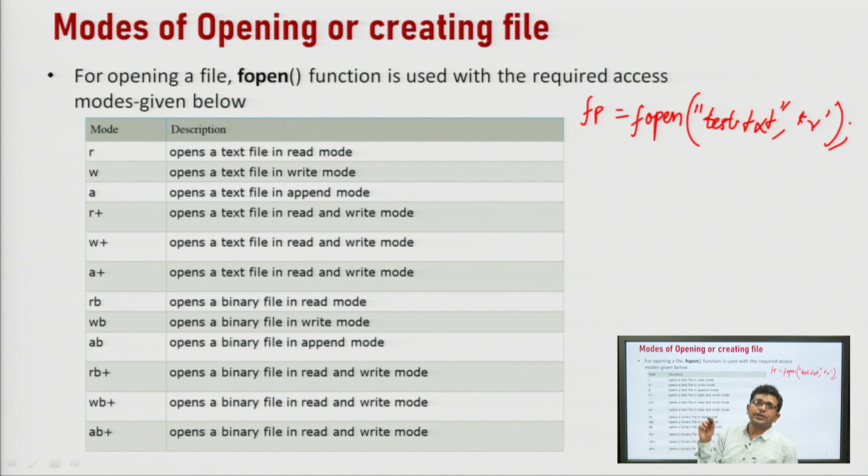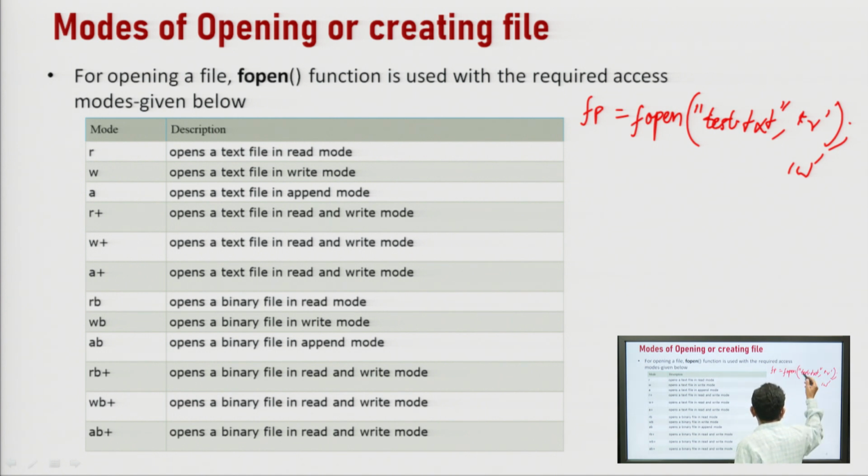Another point is that suppose we want to open this file, but this file does not exist in our local system. What will happen? It will return null if you are providing the read mode. Similarly, instead of read mode we can write the w mode, write mode. Basically it opens a text file in write mode. In this case we can perform write operations on this text file.